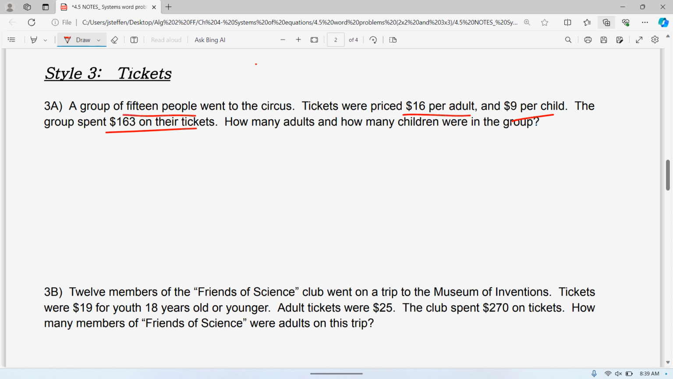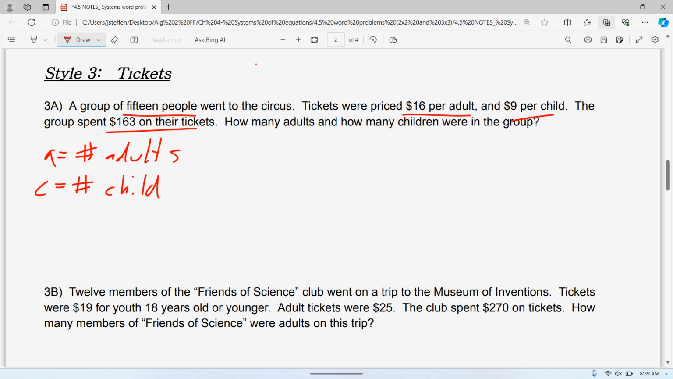So obviously the variables would be A is the number of adults, C is the number of children. It doesn't seem like it's a lot of information because they didn't give us two different equations. In both of those other ones, you could kind of see one equation and then a second equation. Well, this one is kind of all jumbled together because they start with telling us 15 people, then they tell us how much it is, and then how much the total is.